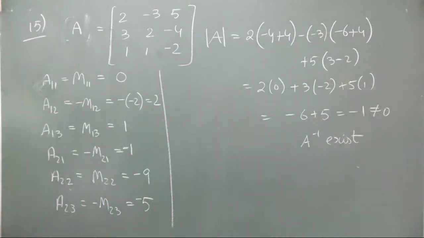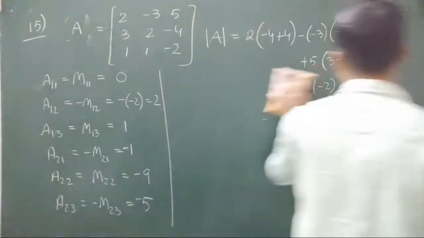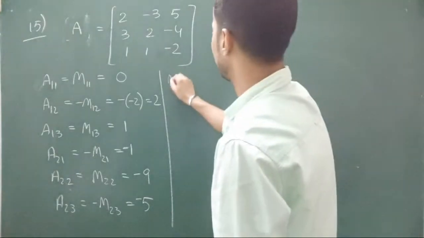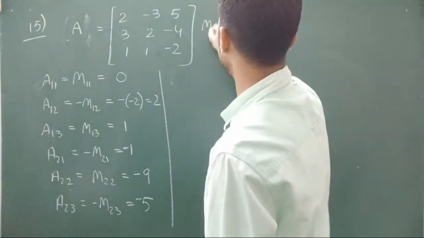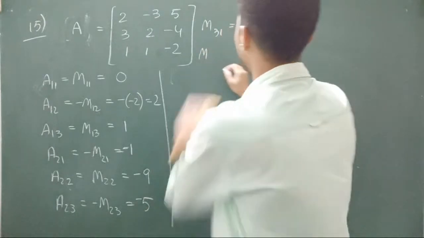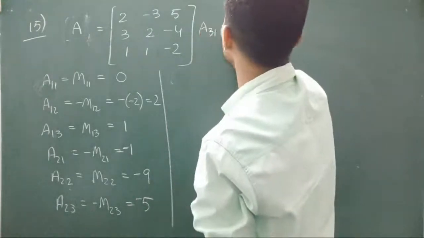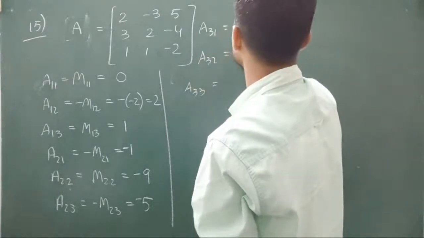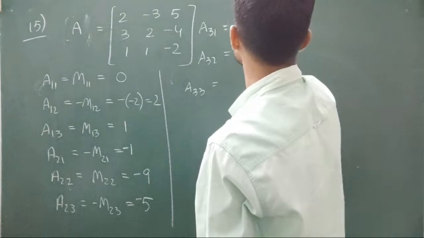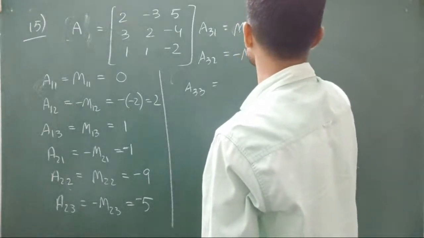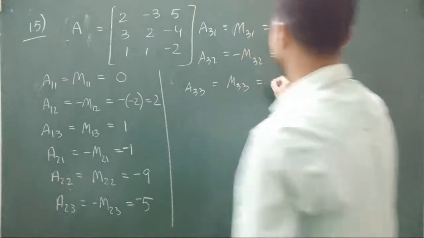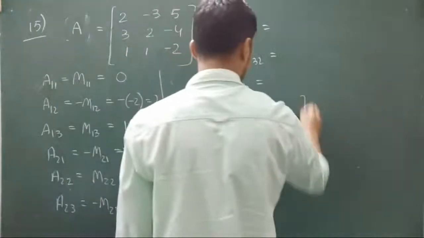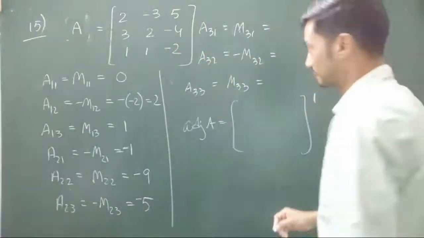Alright, let's continue again, okay, minus 1. Let's not forget the determinant of the given matrix, minus 1. I'll start from here again. A31, A32, A33: M31, minus M32, M33. And the adjoint of the matrix A would be the matrix formed by the transpose of this.